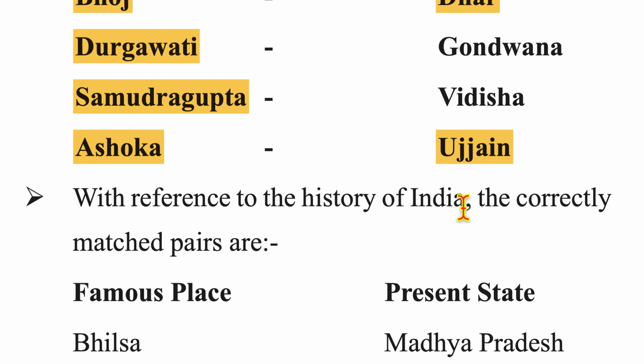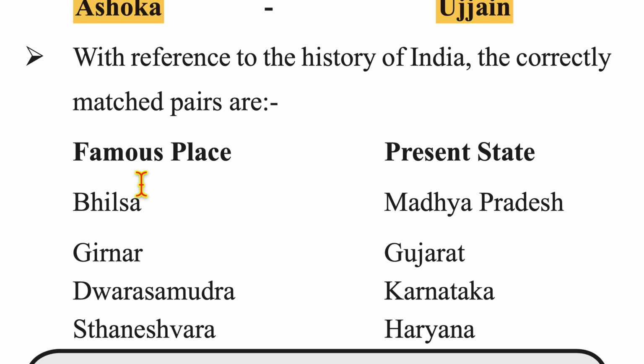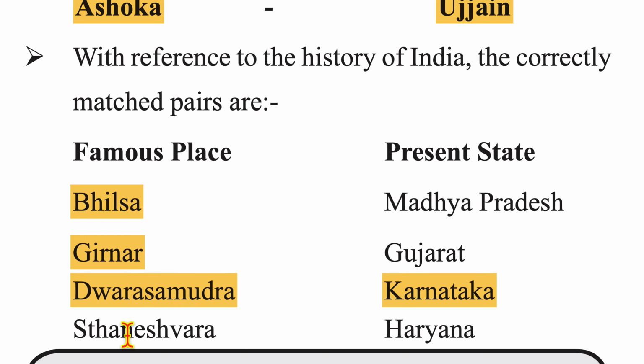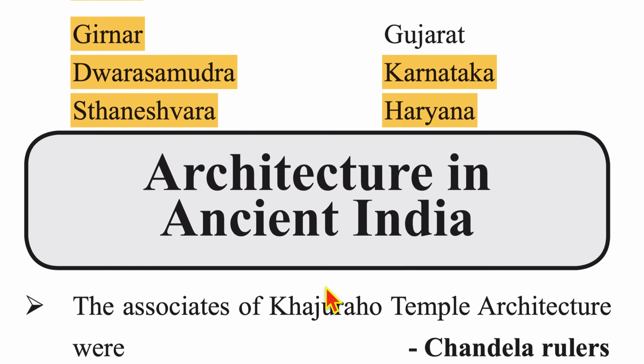With reference to history of India, the correctly matched pairs are famous places and the present state: Bhilsa, Madhya Pradesh; Girnar, Gujarat; Dwar Samudra, Karnataka; Sthaneshwara, Haryana.